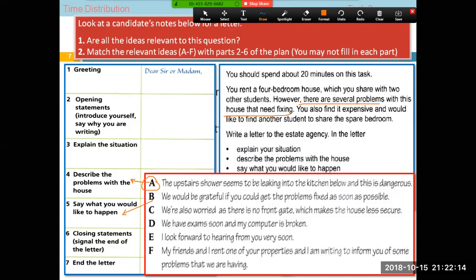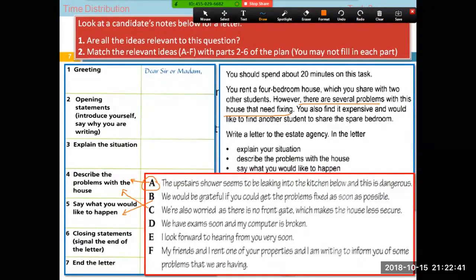Okay, then next: we are also worried as there is no front gate, which makes the house less secure. So I think this is explaining, no, this is again a problem, another problem. The upstairs shower is leaking into the kitchen, which is dangerous. And the front gate is missing, which is dangerous in terms of security.